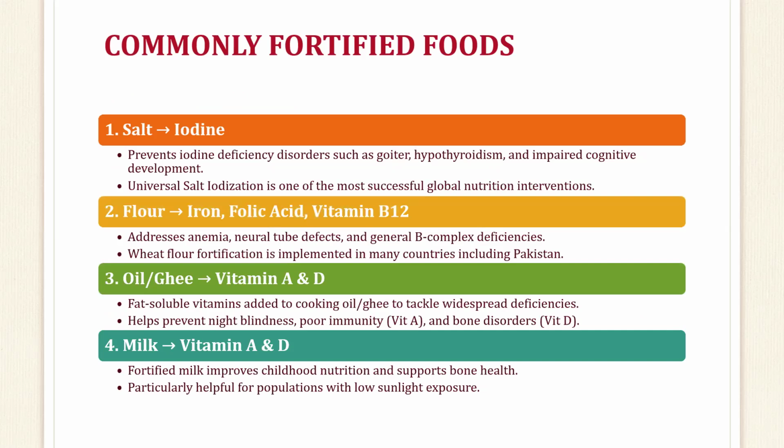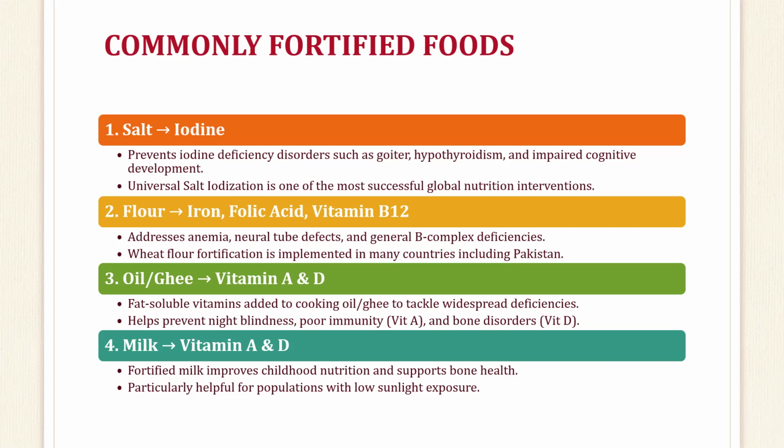So the commonly fortified foods are salt, which is fortified with iodine, and it prevents iodine deficiency disorders such as goiter, hypothyroidism, and impaired cognitive development. Universal salt iodization is one of the most successful global nutritional interventions. Then flour, which is fortified with iron, folic acid, and vitamin B12. It addresses anemia, neural tube defects, and B complex deficiencies. Wheat flour fortification is implemented in many countries, including Pakistan.